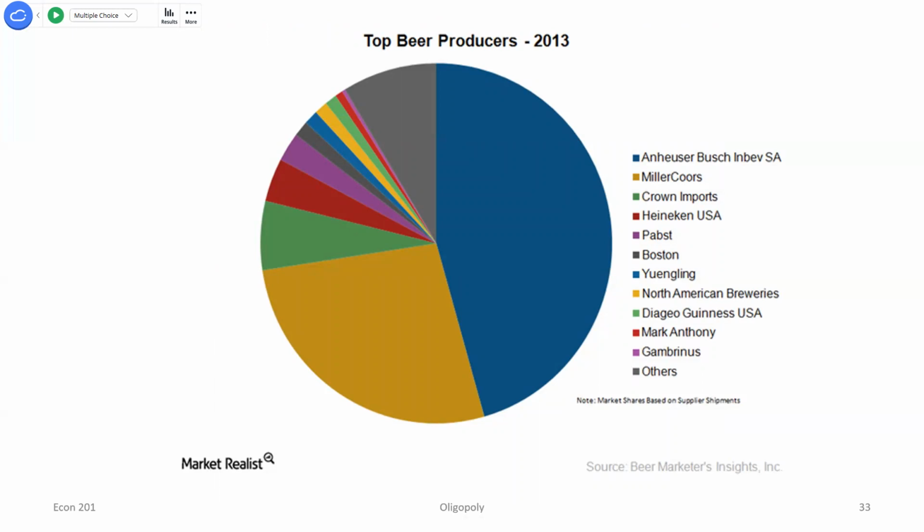I thought this other one was kind of interesting. You think about beer producers. This has changed a little bit more in recent years. I think this is probably a little bit old. You can see there's like 2 major players when it comes to beer production. So Miller Coors and Anheuser-Busch.